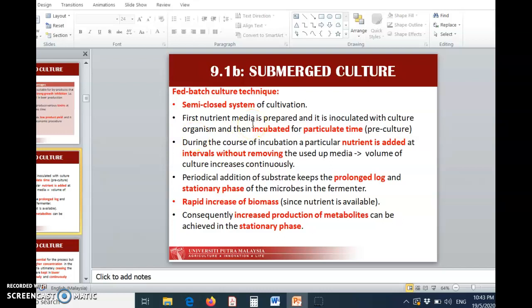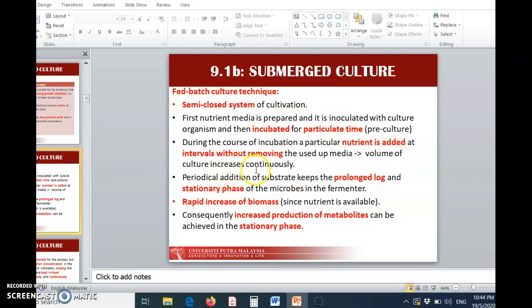For fed batch culture technique, it is a semi-closed system because you just put in the nutrients but nothing comes out. The first nutrient media is prepared and is inoculated with culture organism and then incubated for a particular time. Okay, so we prepare the seed first and then we can put them into the fermentation tank. During the course of incubation, particular nutrient is added at intervals without removing the used up media.